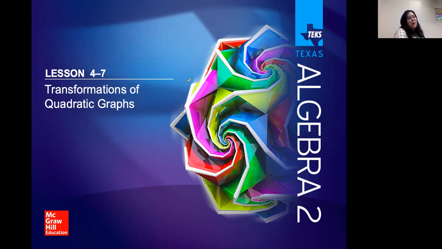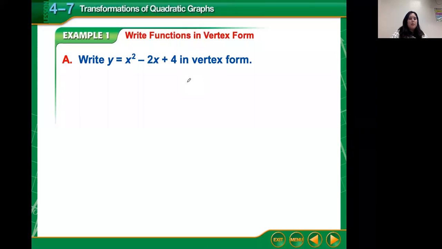Hi everyone, today we're going to go over 4-7, which is transformation of quadratic functions or graphs. We're basically going to be talking about how the graph moves compared to its parent function. One of the things that's really useful is vertex form. I also like to call it transformational form because it will tell you the transformations that occurred. So we can take a look at writing vertex form.